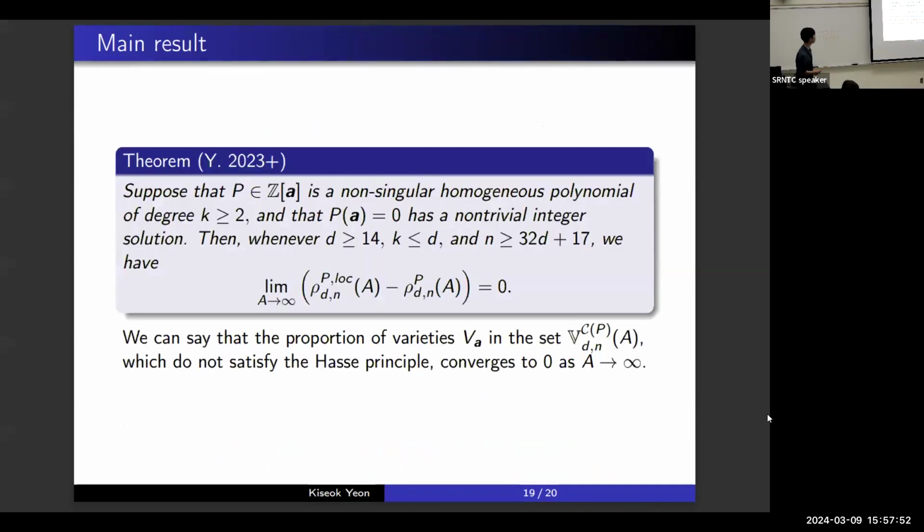And here is our main result. Let P be an arbitrary non-singular homogeneous polynomial of degree k, and suppose P of A equals 0 has a non-trivial integer solution. Then whenever d is greater than or equal to 14, k is less than or equal to d, and n is greater than or equal to 32d plus 17, the proportion of varieties which do not satisfy the Hasse principle converges to 0 as the height goes to infinity. We emphasize that the number of variables is still linear in d, and also we can take any arbitrary non-singular homogeneous polynomial here. Okay, thank you.